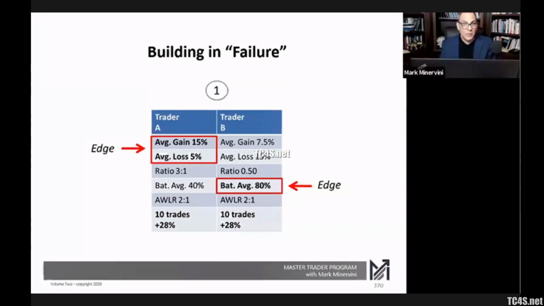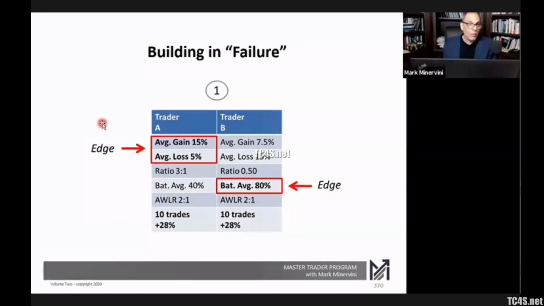Now, I've studied these numbers inside and out over 35 years now, 37 years in the market. And we found that there are some things you want to rely upon more heavily than others, even when sometimes the math will fool you. And you'll think, well, okay, it's basically the same thing. So let's take a look at this first example. We have two traders, trader A and trader B. The net result from these two traders is the same. After 10 trades, they're up 28%.